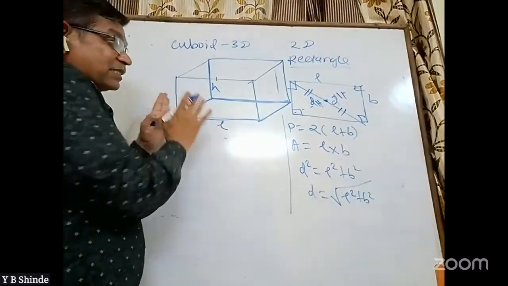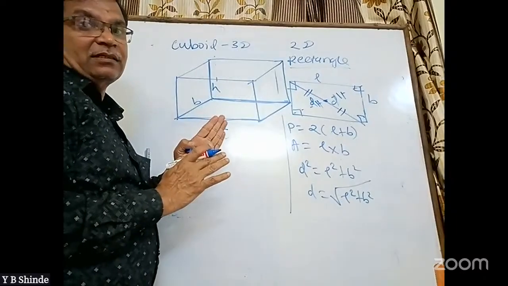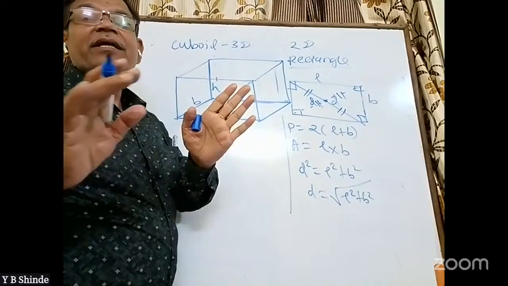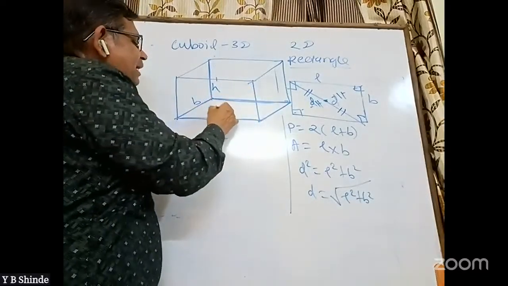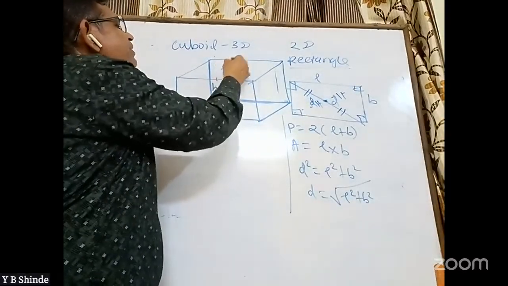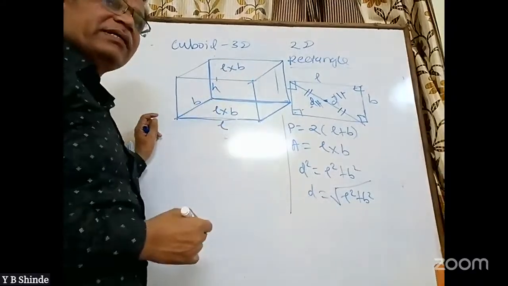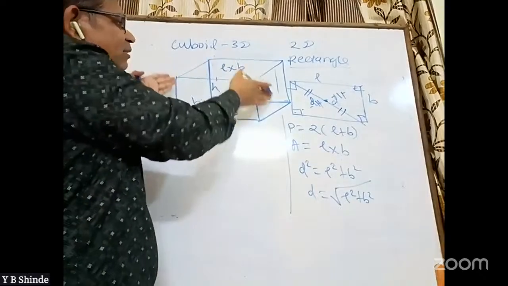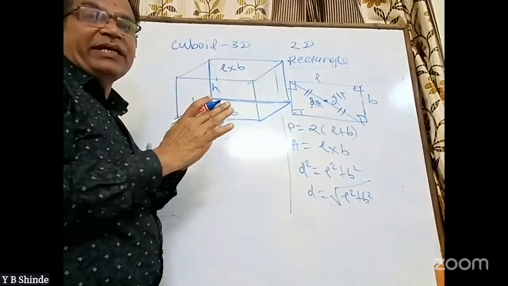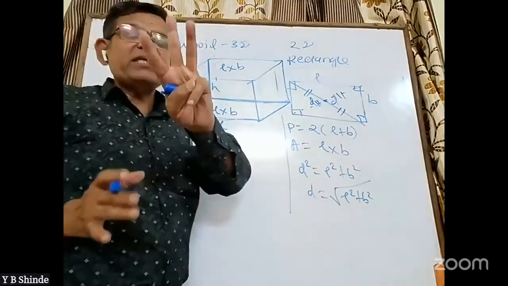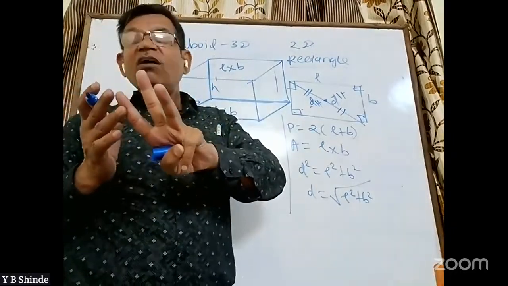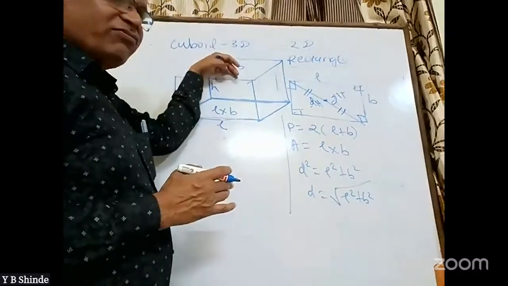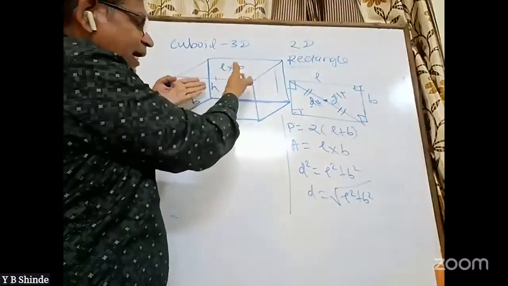Now, it has 6 faces, but each face has different area. This face has area L into B. The upper face also has the area L into B. Front face and back face have the same area. Then the two lateral faces have the same area. There are three pairs of faces: bottom, top, two lateral, back and front.